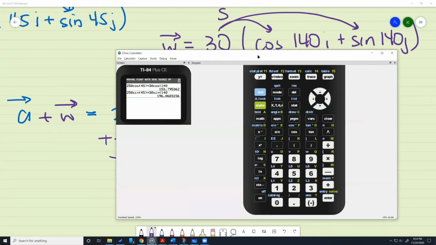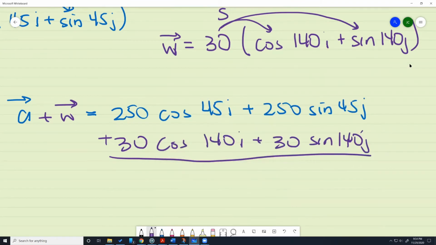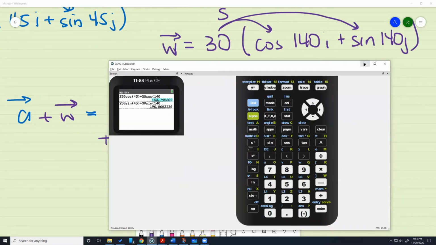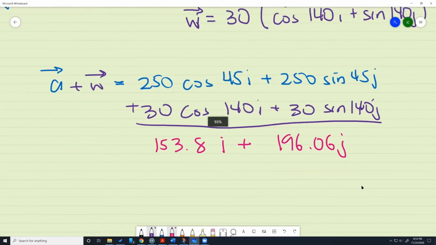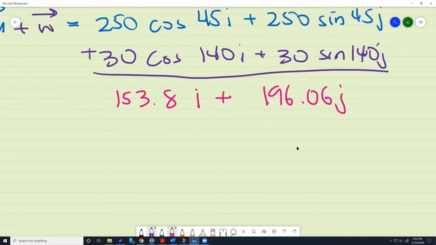And so I'm going to save some time. I already typed it in for you guys. The top line, the 153.8, will be the horizontal component, so 153.8i. And then vertical, 196.06. Now to also do this fast, our goal is to get the actual ground speed, which means we need the magnitude for this vector. We're going to use the Pythagorean theorem to find the magnitude.